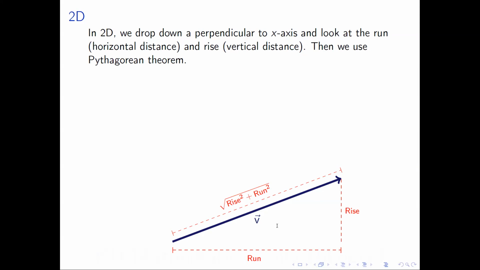So I drop down a perpendicular to horizontal. And then you can see that the rise and run of the vector, the horizontal and vertical components of the vector, form a right triangle. Therefore, the hypotenuse of this right triangle, by the Pythagorean theorem, is going to have length square root of rise squared plus run squared. So that's explaining the distance formula.